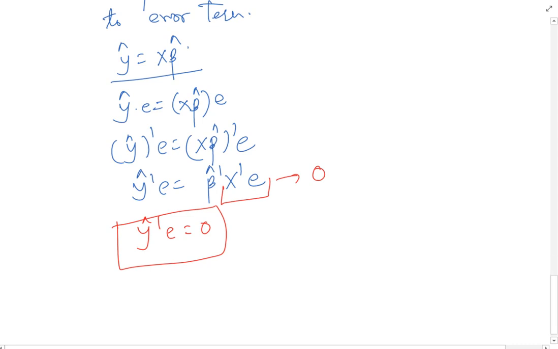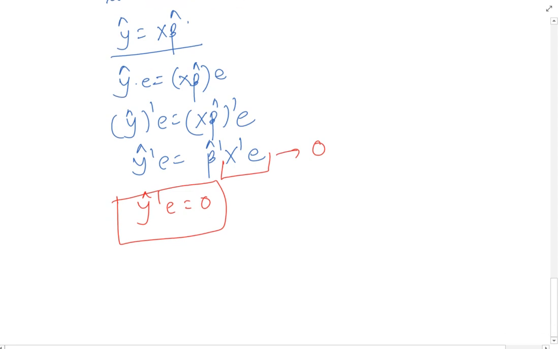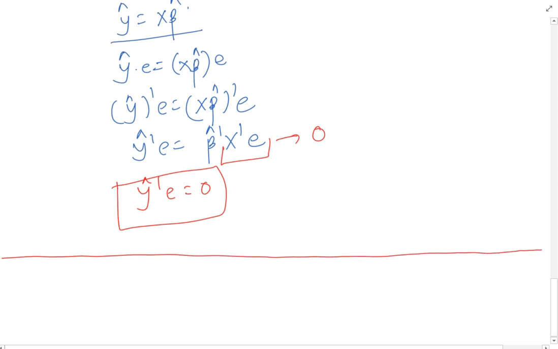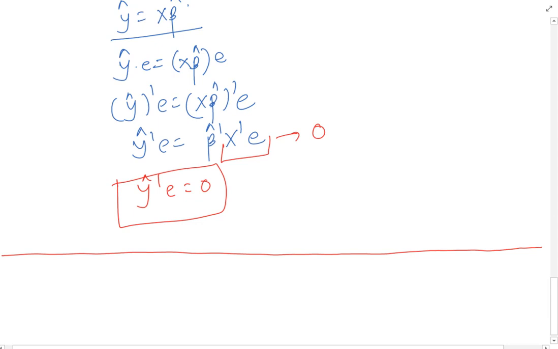So through this we have proved the properties of OLS, and these are the basic properties that every OLS estimator must satisfy. So now let's move towards the Gauss-Markov assumptions. We will head towards the Gauss-Markov assumptions. It also means the BLUE property assumptions.